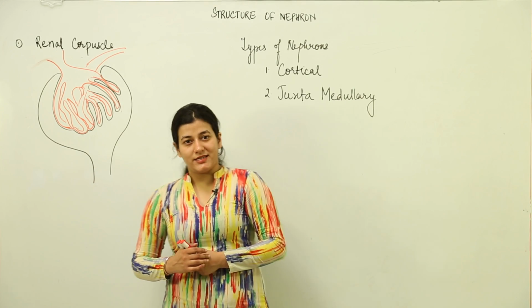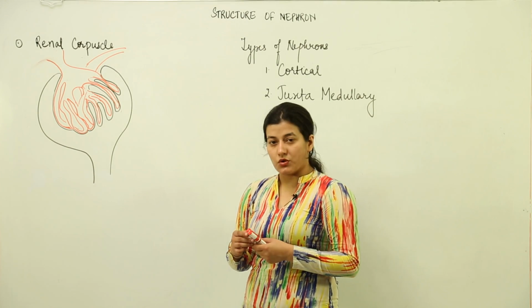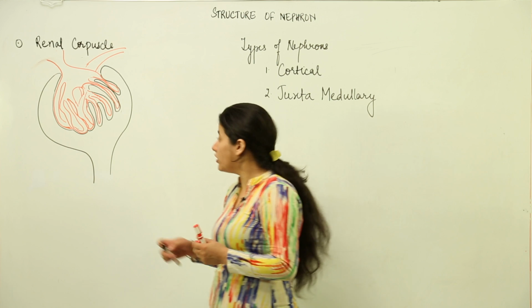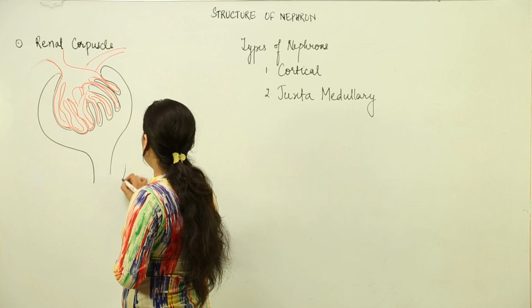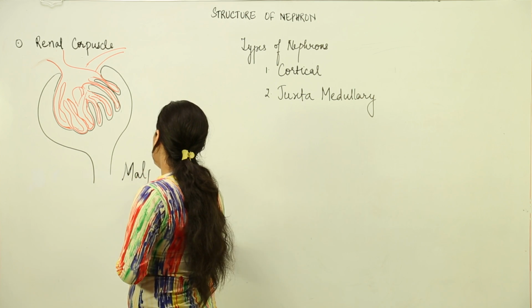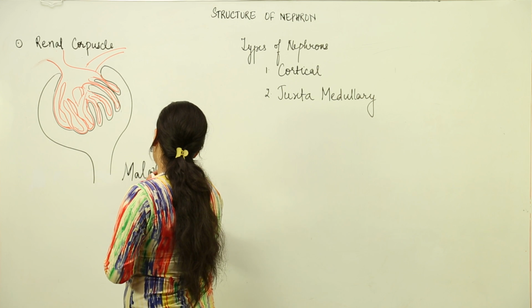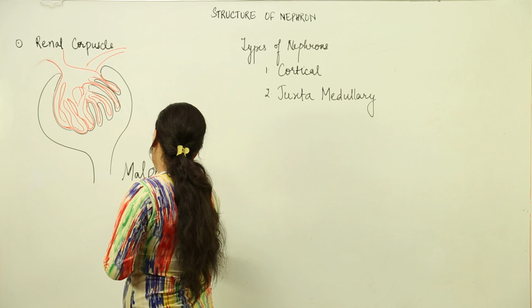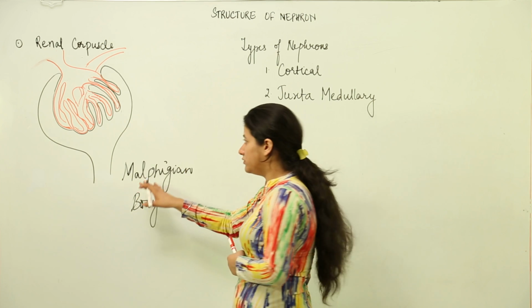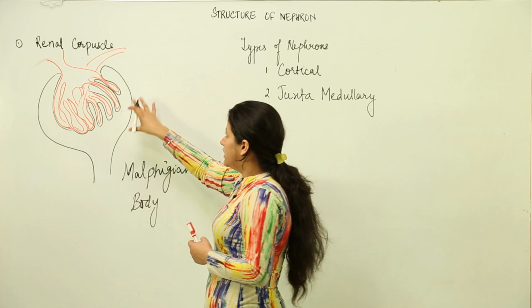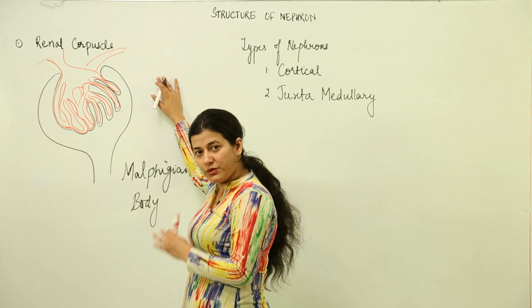Now next let us see what renal corpuscle is all about. Another name for renal corpuscle is Malpighian body. It is named in honor of a famous scientist Malpighi because he has done a great deal of work in the study of excretory system. So this particularly renal corpuscle part of the kidney is known as Malpighian body.